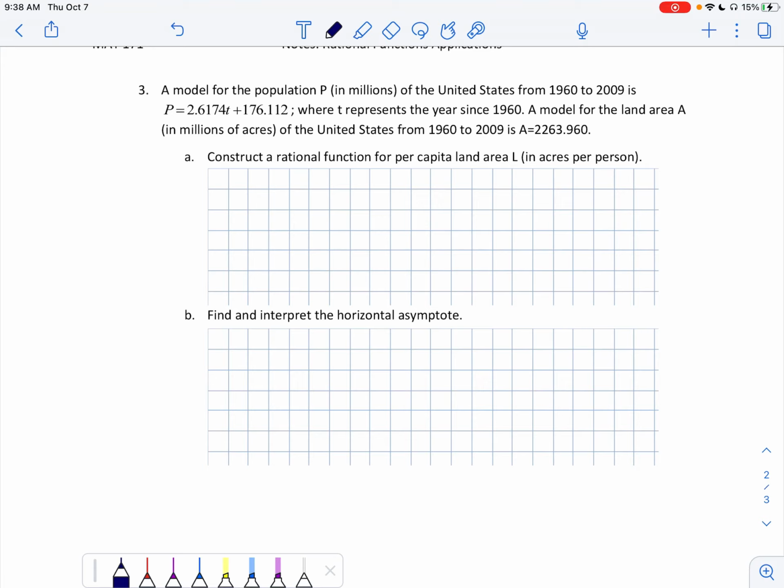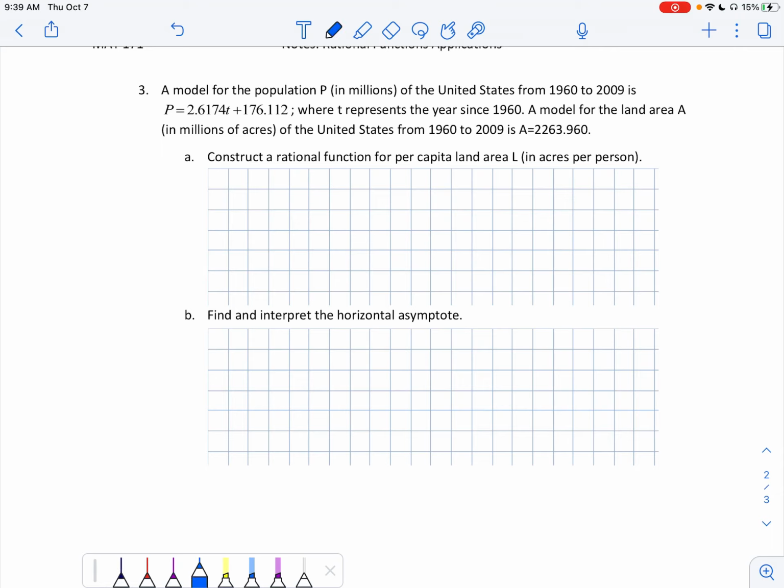Okay, so it says a model for the land area A in millions of acres of the United States from 1960 to 2009, so that same time period, is given by A is equal to 2,263.960. Okay, so part A says construct a rational function for per capita land area, L, in acres per person.